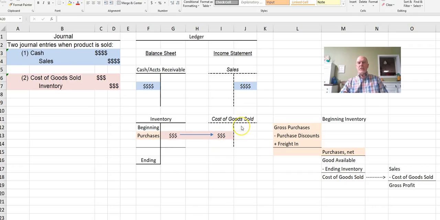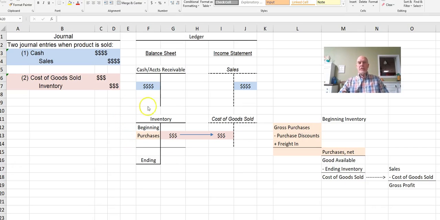Remember that cost of goods sold is an expense account. It typically is the very first expense listed on the income statement because, number one, it's going to be the largest expense. When you're selling a product, your major expense is usually the cost of the product, what you had to pay for it.